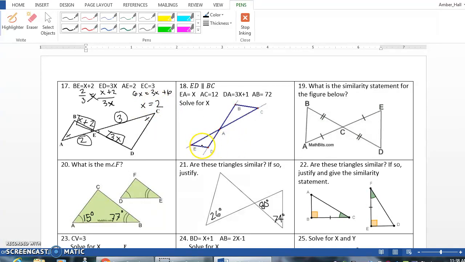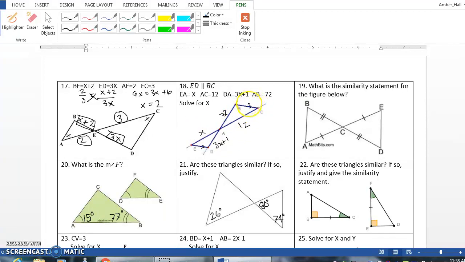18. ED is parallel to BC. AE, or EA, is x. AC is 12. DA is 3x plus 1, and AB is 72. We're solving for x again. We just need to set up a proportion.